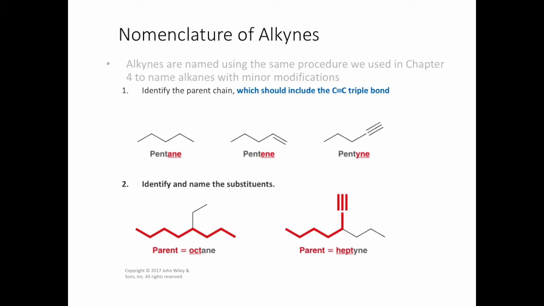So you first identify the parent chain, which is the longest carbon chain containing the triple bond. So here the parent chain would be heptyne, 1, 2, 3, 4, 5, 6, 7, because that's the longest chain that includes the triple bond. Compare that to an alkane, where octane would have been the parent chain. Now the substituents here, this is a 3-carbon substituent, so that would be propyl.